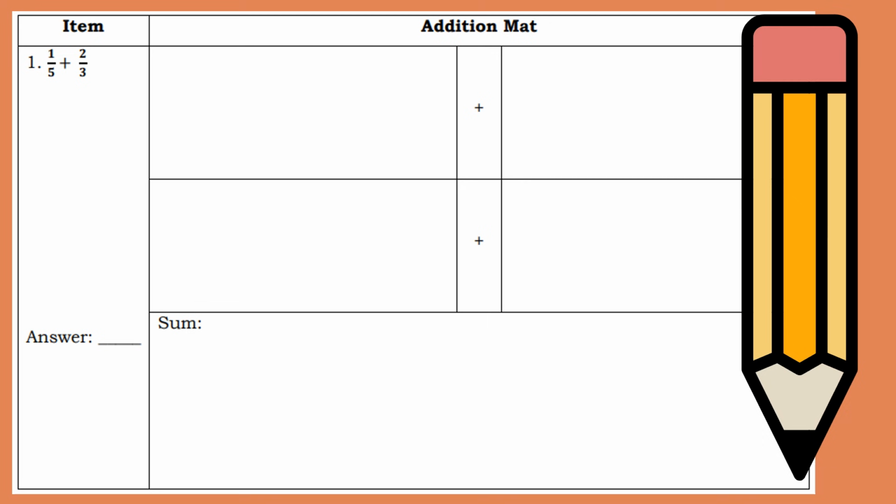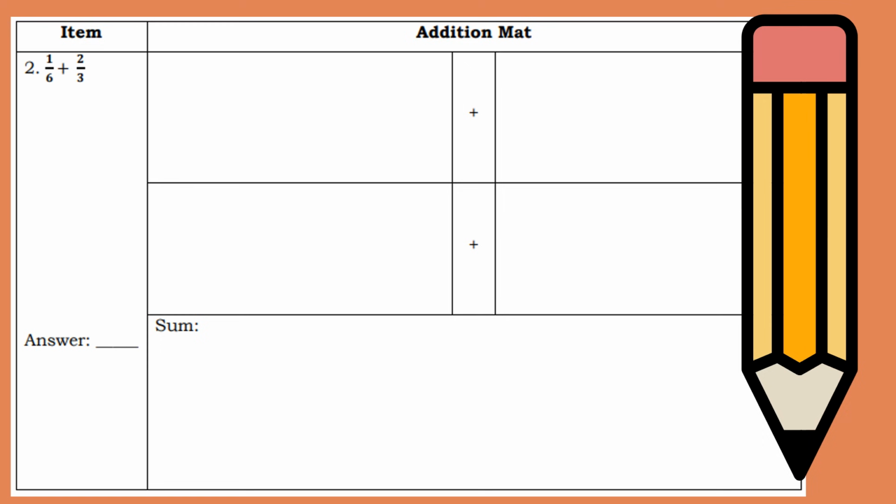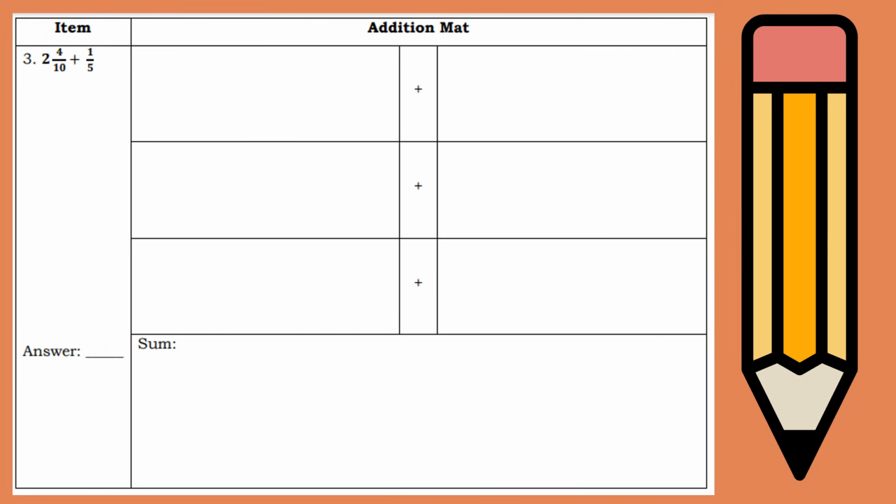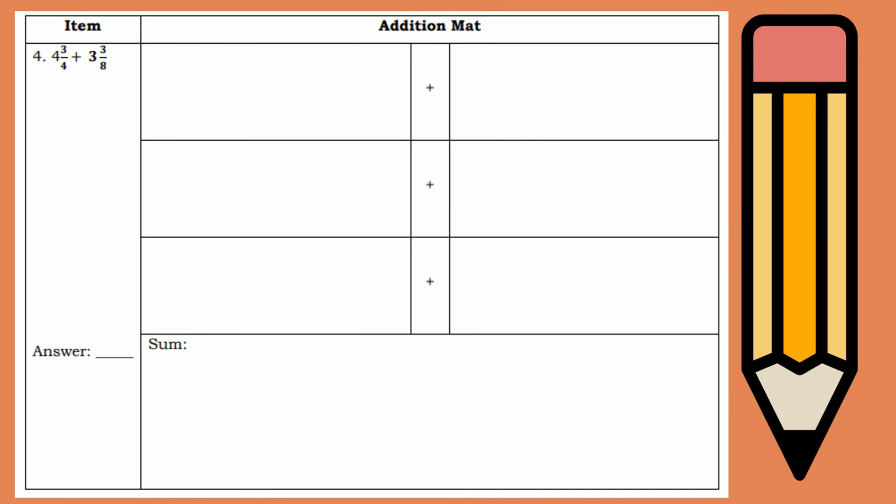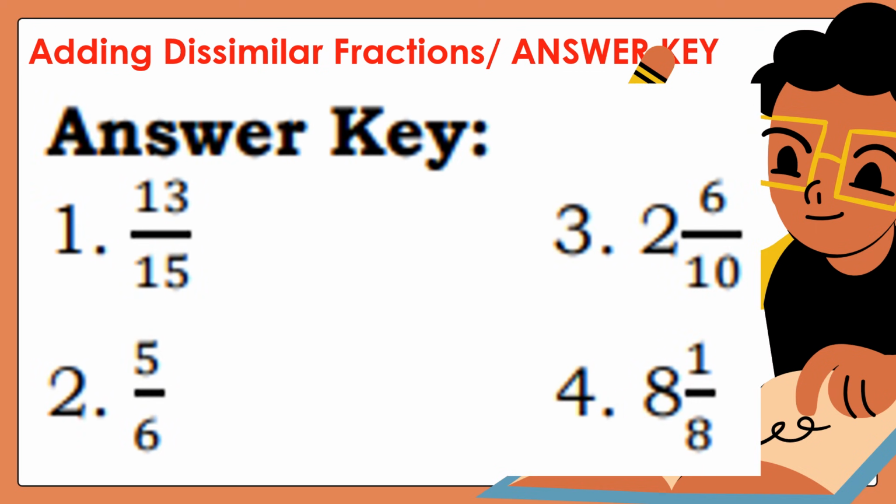Here's number 1, 1/5 plus 2/3. Number 2, 1/6 plus 2/3. Number 3, 2 and 4/10 plus 1/5. Number 4, 4 and 3/4 plus 3 and 3/8. Here's the answer key for numbers 1 to 4.